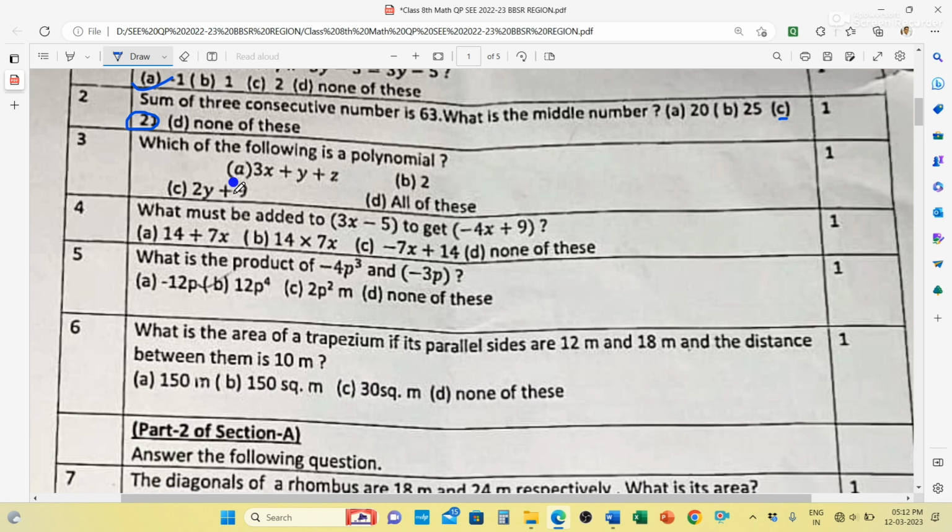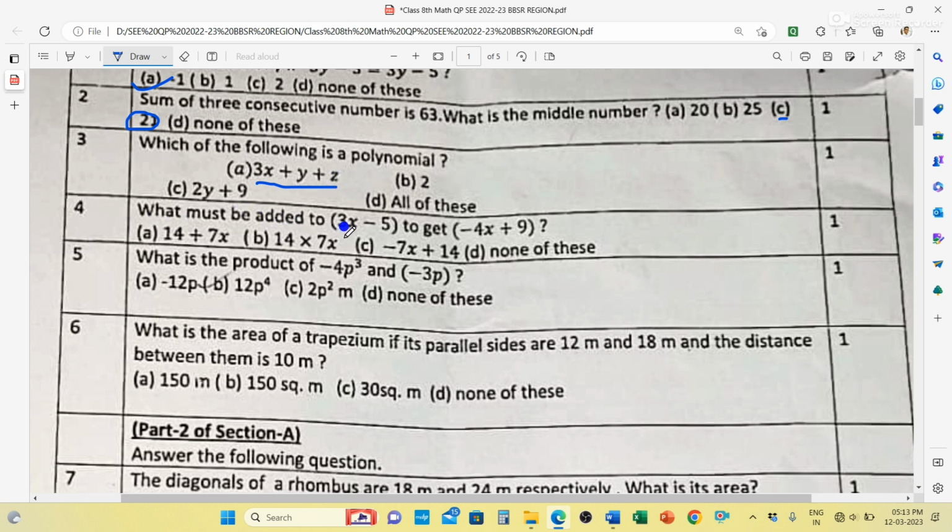Then, which of the following is a polynomial? You can see here, which of the following is a polynomial? 3x plus y plus z, or 2, or 2y plus 9, or all of these. Here 3x plus y plus z contains 3 variables, right? So this is a polynomial.